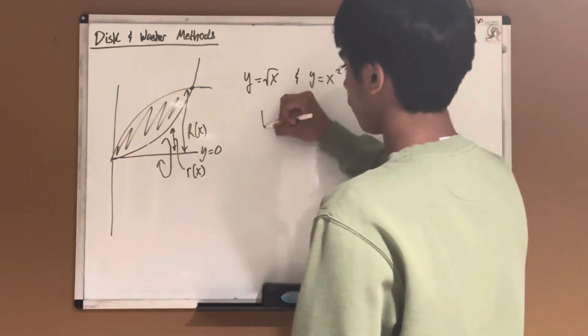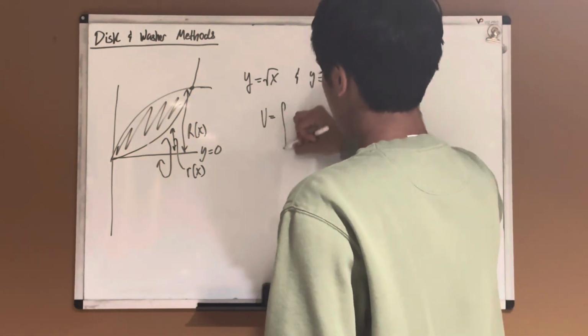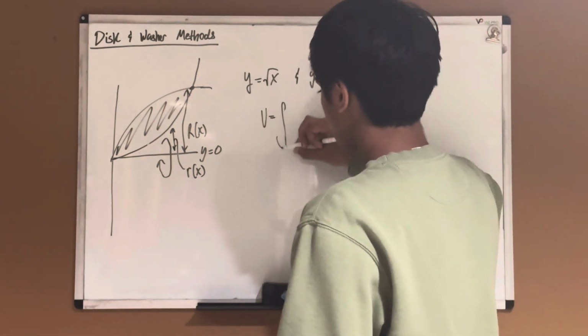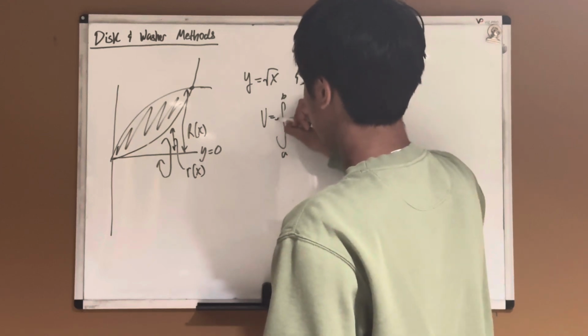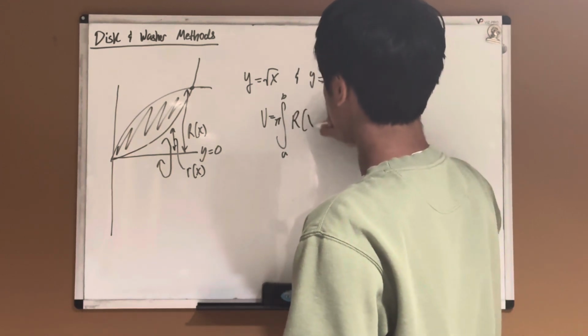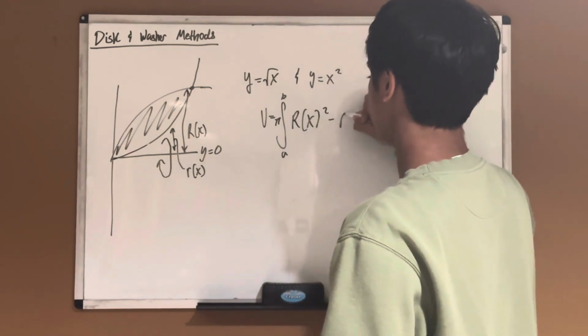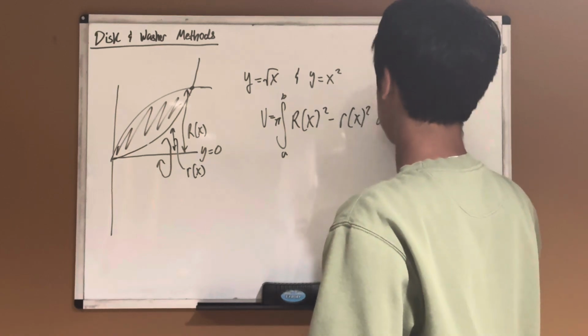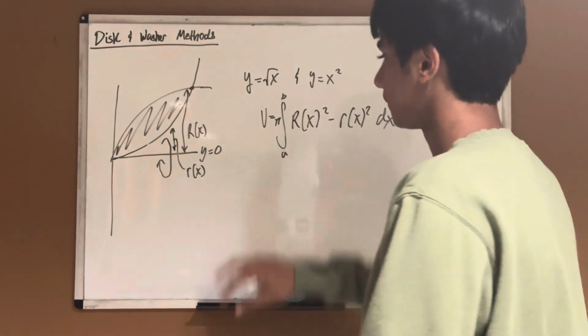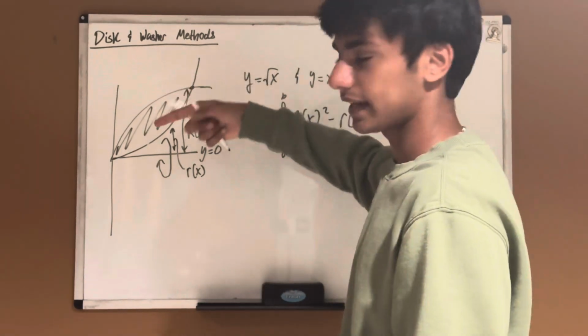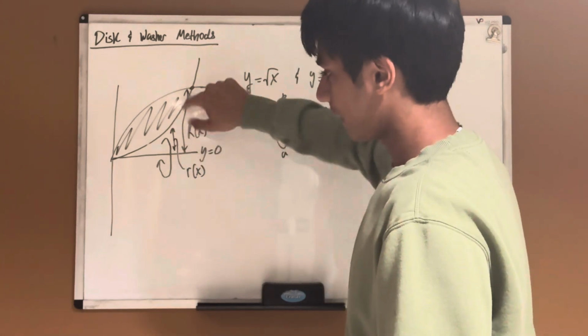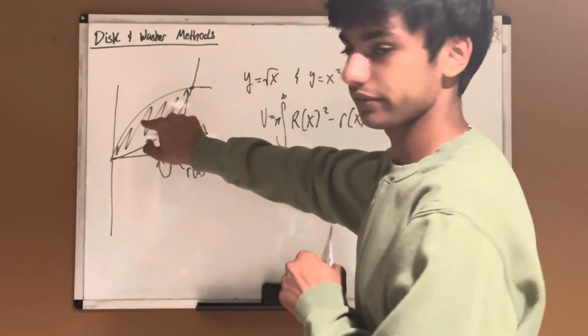So the formula for the volume, using the washer method, is the integral from a to b times pi again of big R of x squared minus little r of x squared dx. Again, the idea here is take the big one, rotate that, take the small one, rotate that, and subtract them, because then you'll get just that area there.